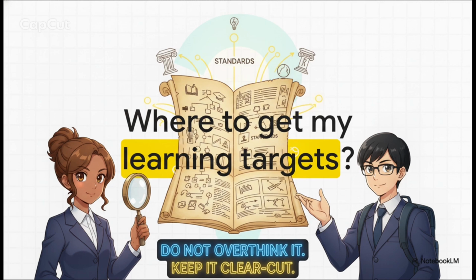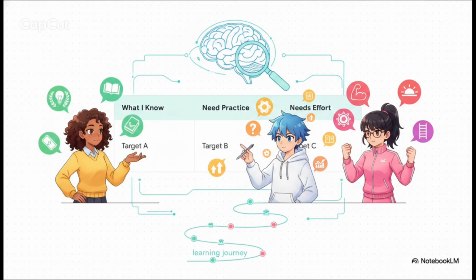So, that burning question: where exactly are you supposed to get your learning targets? If you have to make the hard choice about what to cut, what to keep, and what to create, the answer is actually staring right at you. You go directly into the standards for that unit. You pull your targets straight from the standards. And that brings us to the core mantra for this entire explainer. Do not overthink it. Keep it as clear-cut as humanly possible.